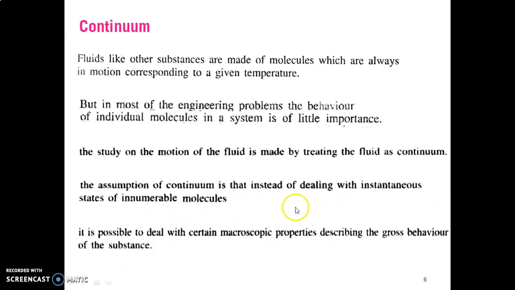Instead of dealing with instantaneous states of innumerable molecules, that means our structural particles, we will consider the fluid as a continuum, which deals with certain macroscopic properties that describe the gross behavior of the substance. I will explain this with the help of an example. Let us take an example like this.